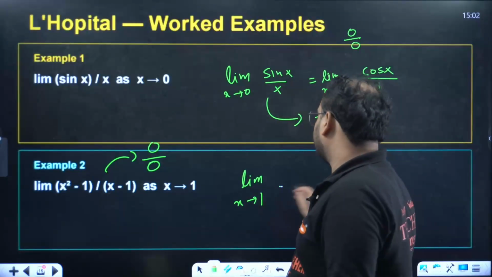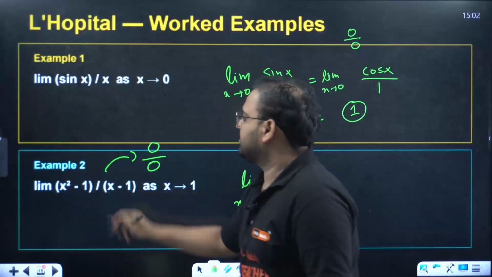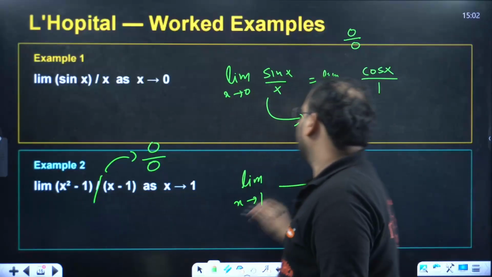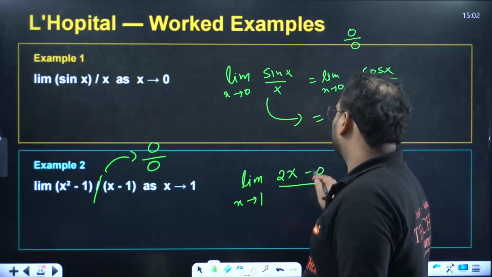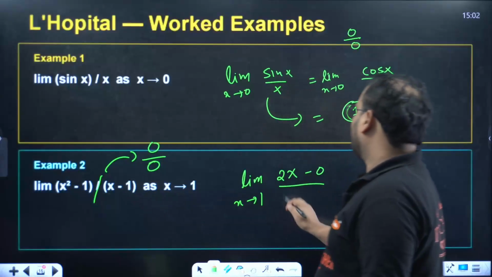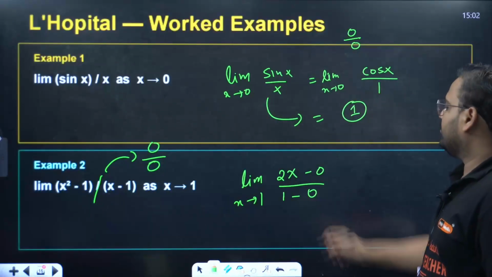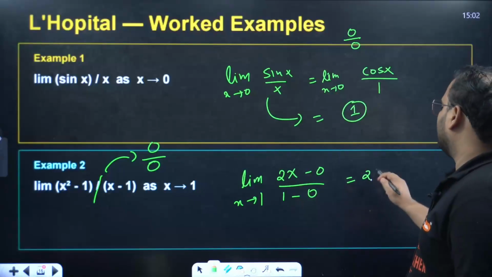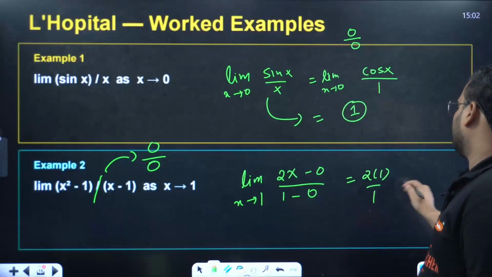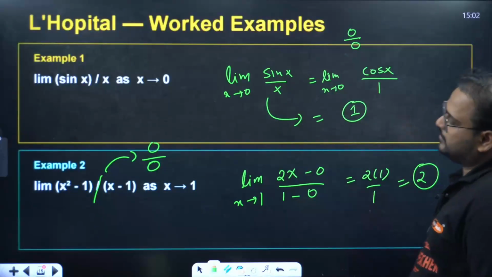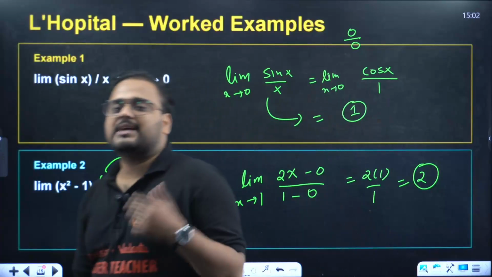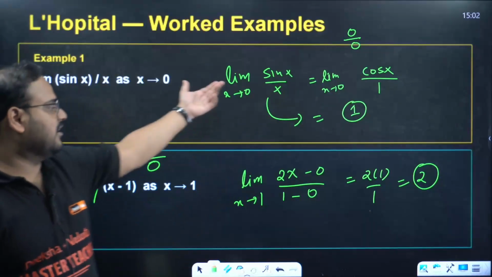Differentiate. Limit x tends to 1. Differentiate the numerator. This is the fraction, right? Differentiate. You'll get 2x minus 0 over 1 minus 0, right? Now substitute x value as 1. You're going to get 2 times 1, this is 0, this is 1. Answer becomes 2.